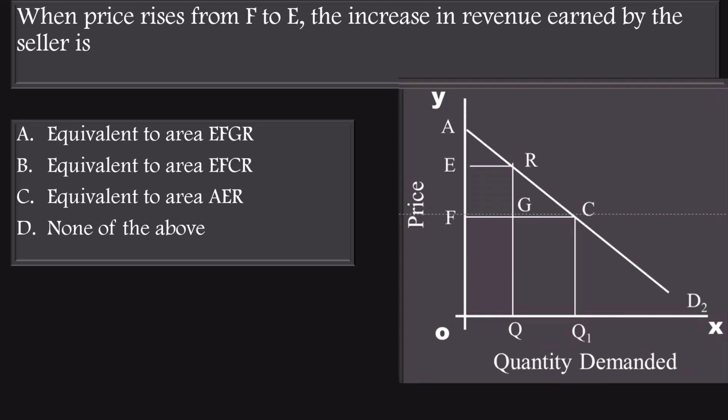At price F, the seller's revenue is OFCQ1. At price E, the seller's revenue is OERQ. The increase in revenue is EFGR. Option A is the right answer.